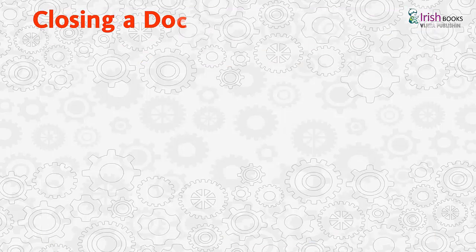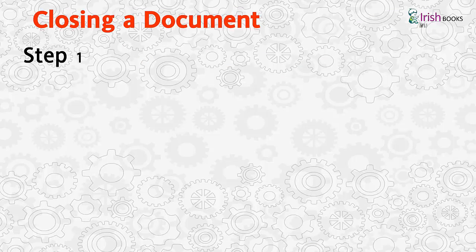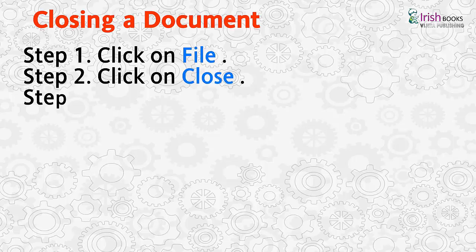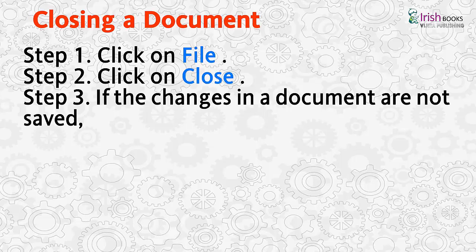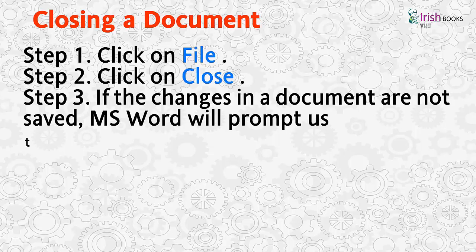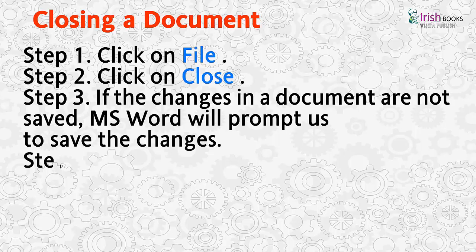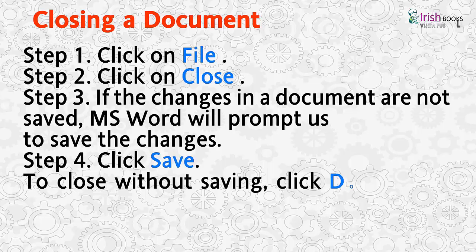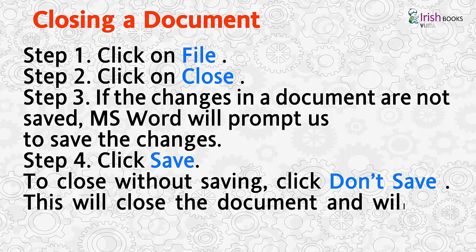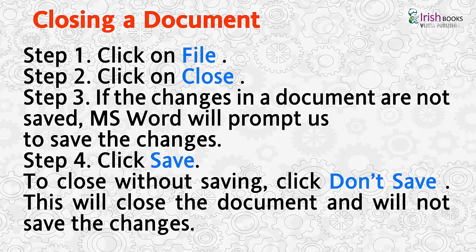Closing a document. Step 1. Click on File. Step 2. Click on Close. Step 3. If the changes in a document are not saved, MS Word will prompt us to save the changes. Step 4. Click Save. To close without saving, click Don't Save. This will close the document and will not save the changes.